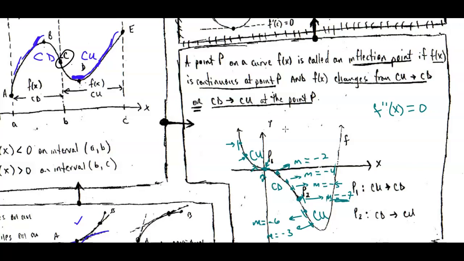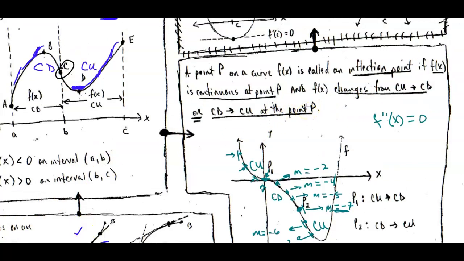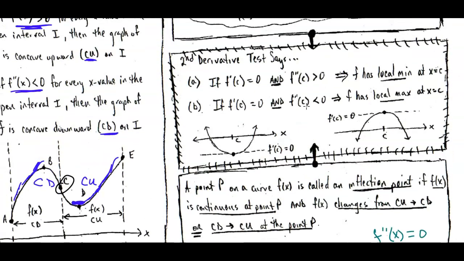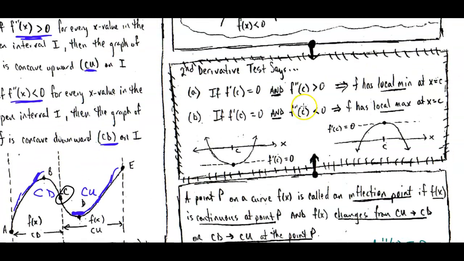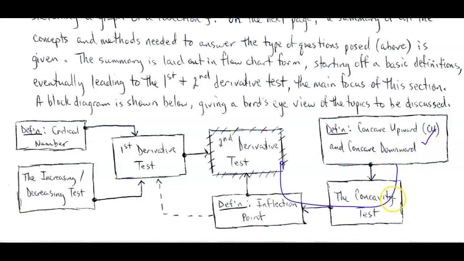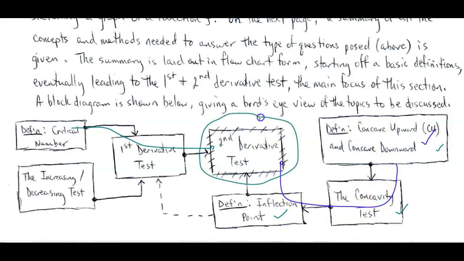Okay, all right. So now that we know what an inflection point is, we can actually talk about what the second derivative test says. Let me go back here just a second. We've talked about this whole concept of concavity, the concavity test, and inflection points. And we already know what a critical value is, and we see how that's carried over from the first derivative test. So now all these concepts come together to talk about what the second derivative test actually is.